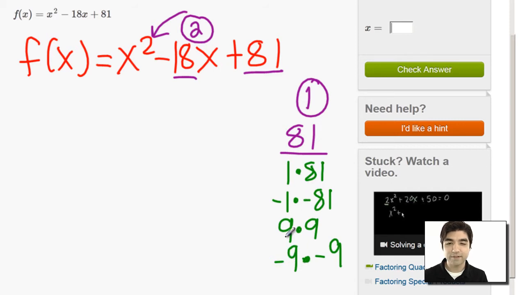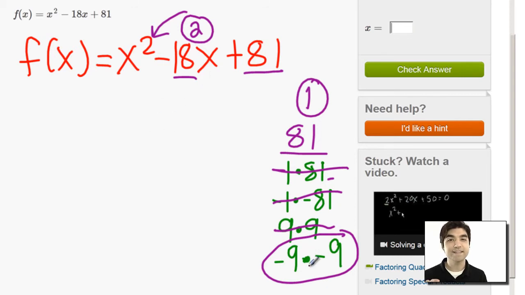So for example, 1 plus 81 equals 82. That doesn't equal -18, so we don't need to worry about that guy. We don't need to worry about this guy. 9 plus 9 equals positive 18, which doesn't equal -18. So -9 plus -9 does equal -18. So this is the one that we want.